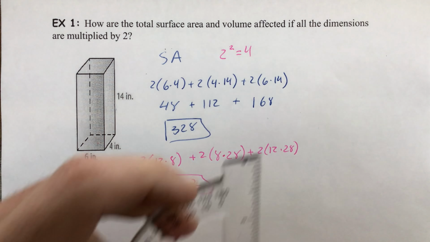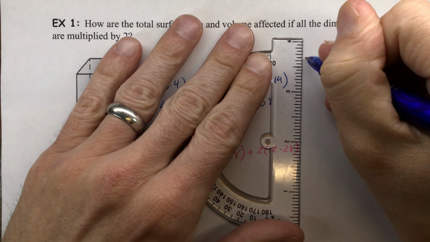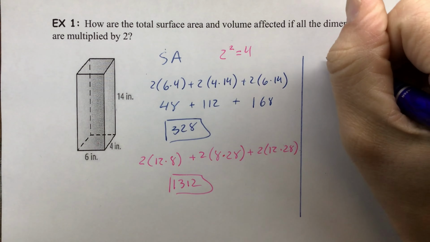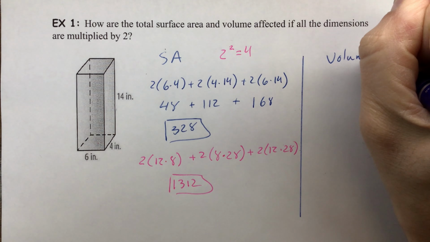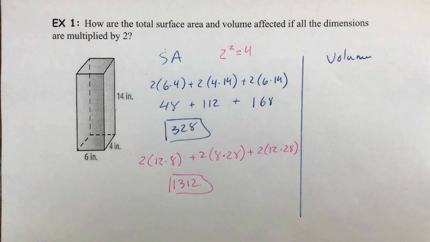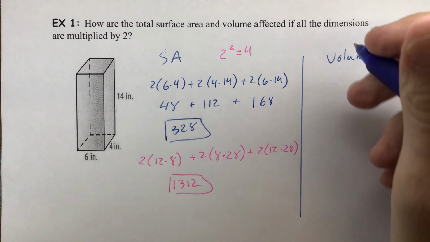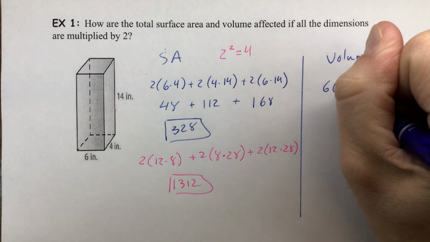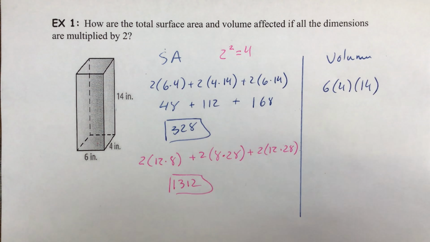All right, so for the volume, let's just divide this up here. For the volume, much easier calculation. As a rectangular prism, the volume is just going to be the product of all 3 dimensions. So 6 times 4 times 14, which again, I'll just use the calculator.